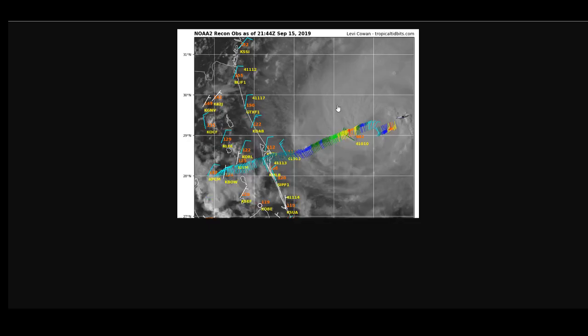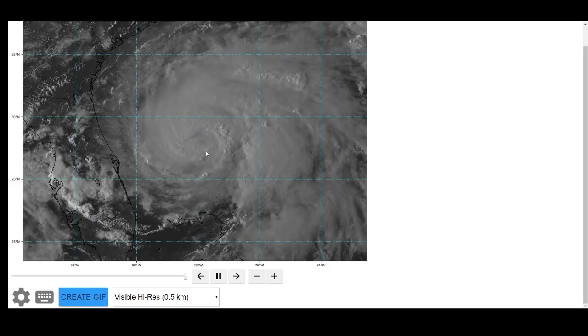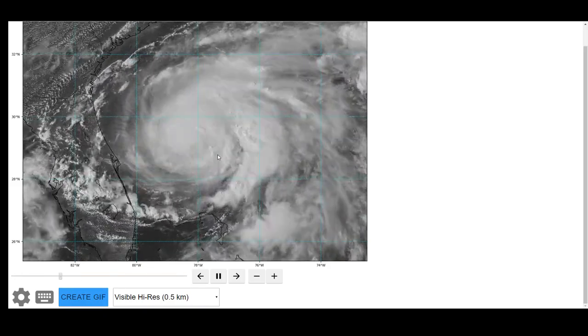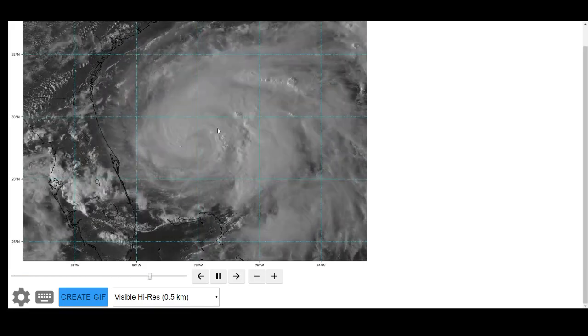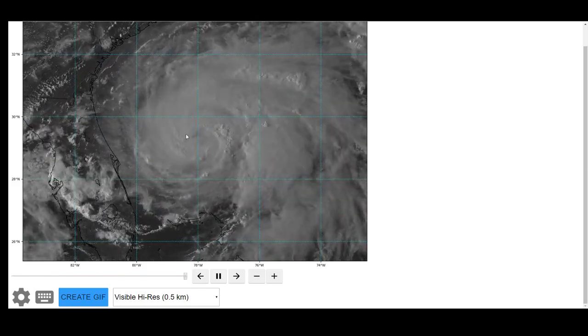storm's overall center is very broad still, and this is likely due to the fact that it is a larger storm at a higher latitude, and so it's going to take a little bit more time for the system to congeal. And you can see here on the visible loop, you've got these radial convective bands circulating around the center, and you can see they're gradually tightening.